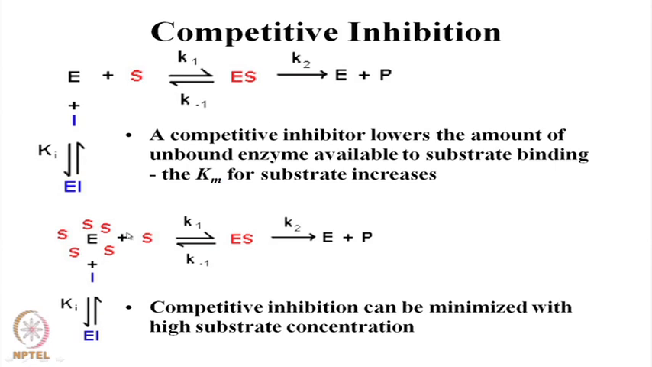Now, what will happen? The other situation is that if you add your substrate to a huge extent, that is, the substrate concentration is very high, then what will happen? If we take the concentration ratio of substrate to inhibitor, the ratio for substrate is more, I mean more amount of substrate is there.